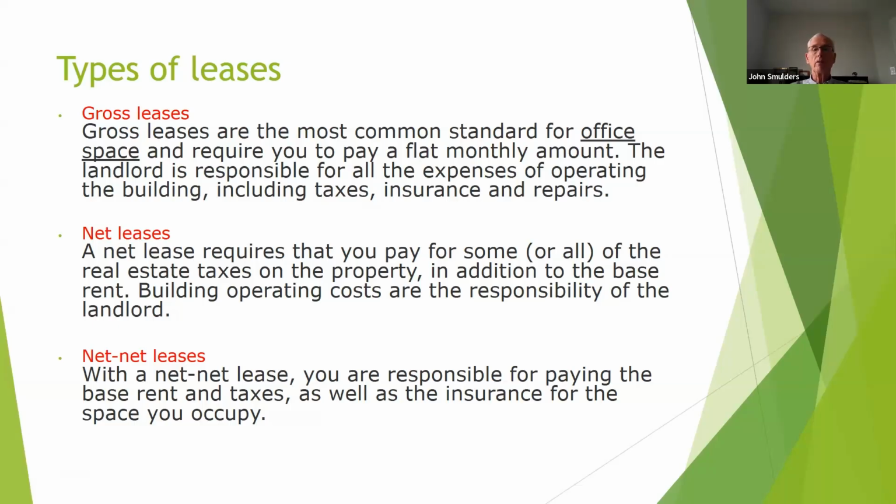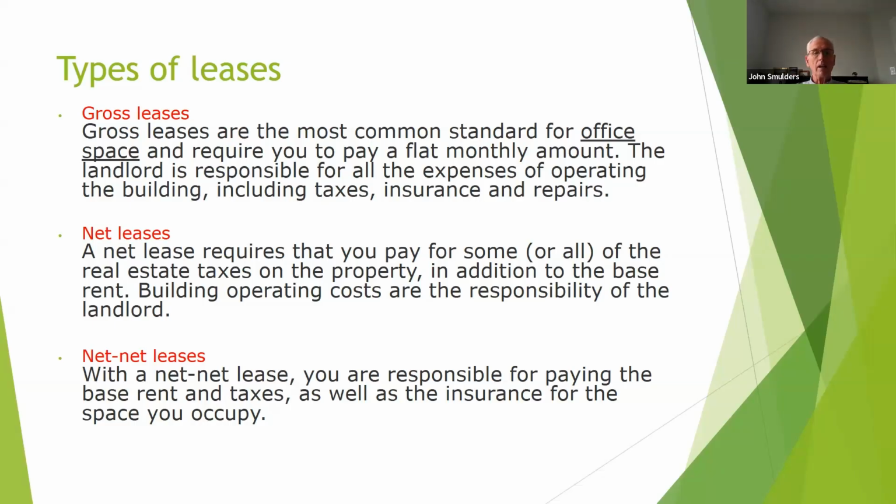Types of leases. Gross leases. Gross leases are the most common standard for office space and require the tenant to pay a flat monthly amount. The landlord is responsible for all expenses of operating the building, including taxes, insurance, and repairs or maintenance, TMI. Taxes, maintenance, and insurance. Now, gross leases sometimes include utilities, and sometimes they do not include utilities. We'll talk about what happens on MLS in just a second.